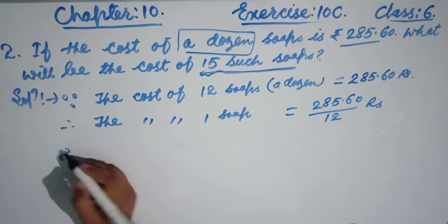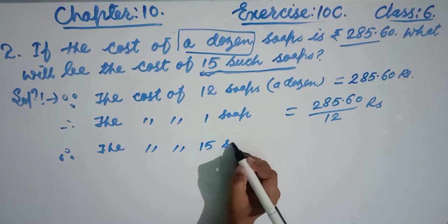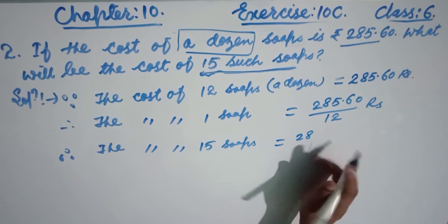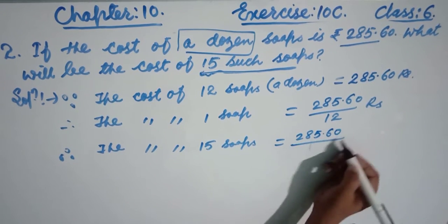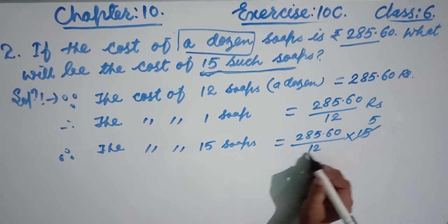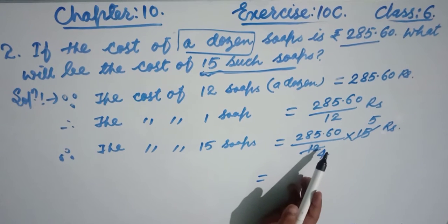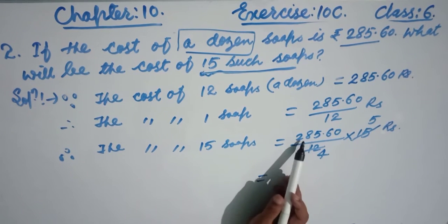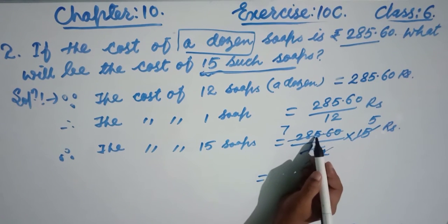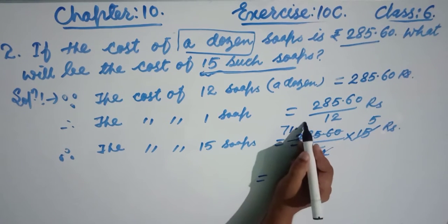Now we have to find the required number, 15, friends. So the cost of 15 such soaps is equal to this multiplied by 15, because here we need more things, and more means we have to multiply. Now calculate, friends: 3 fives are 15 and 3 fours are 12, so this gives us the rupees. Now, friends, this will be divisible by 4. 4 sevens are 28 and 4 ones are 4, and 4 fours are 16.